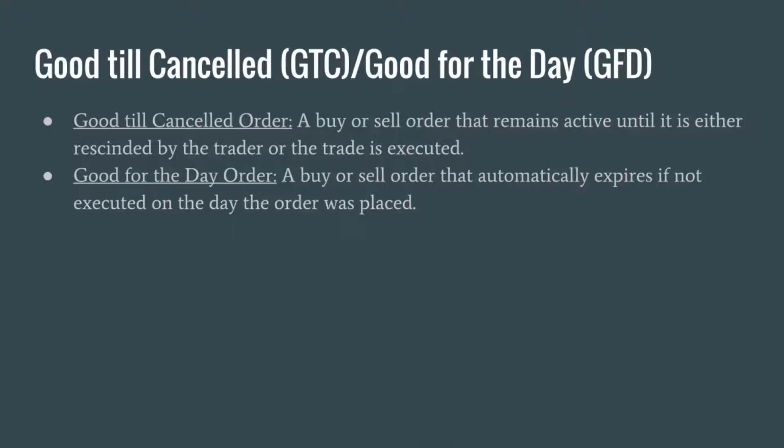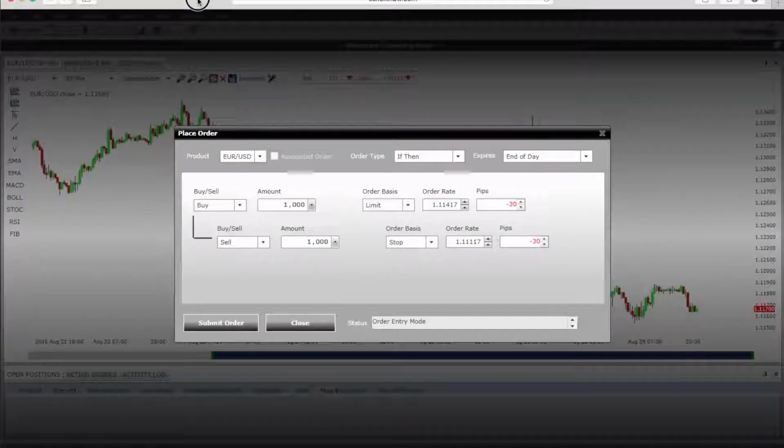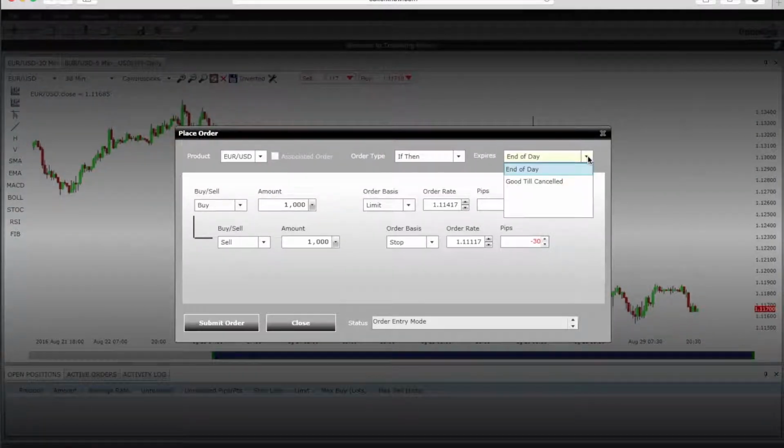And then going back to our platform, you'll see in this upper right hand corner you have the end of day order and the good till canceled order. And also, depending on your broker, some may call these good for the day order, end of day order, so the terminology might be different, but it's all the same.